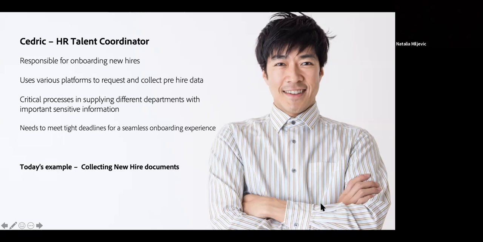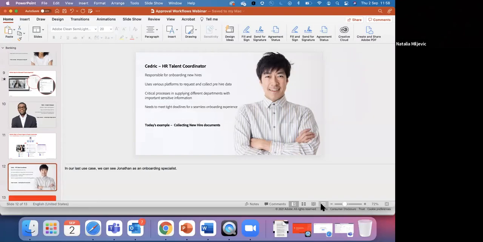The critical processes in supplying different departments with important sensitive information means he needs to get data back in a matter of days. And he also needs to meet tight deadlines for a seamless onboarding experience. Such an example is, for example, payroll. So if we don't receive our payroll documents on time, then the salary might be delayed. So how does Cedric collect his new hire documents using Power Automate?